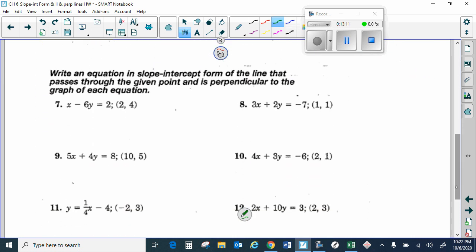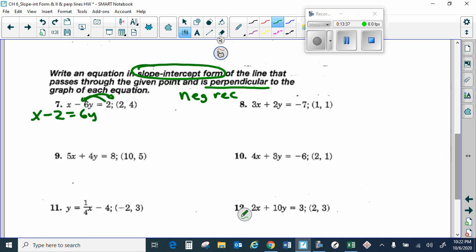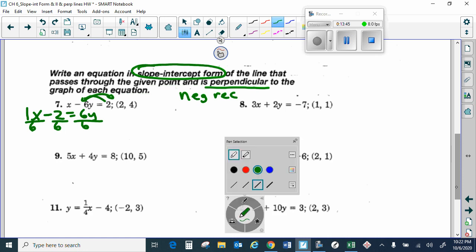Down here, write an equation in slope-intercept form of the line that passes through the given point and is perpendicular. Negative reciprocal, that's how you shorten it: NEG for negative, REC for reciprocal. And again, we're doing slope-intercept form, y equals mx plus b. So this time, I need to solve this for y. Again, that's negative, so I'm going to move it across, make it positive, and move that across there. So I have x minus 2 equals 6y. Last step, divide by 6 everywhere. And the key that I need is the slope. So here's my slope right there, 1/6.